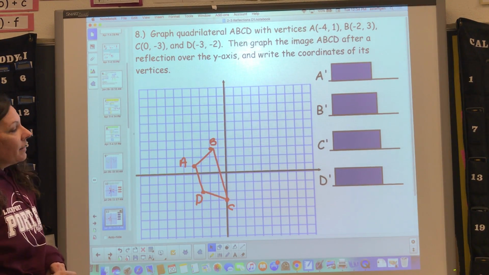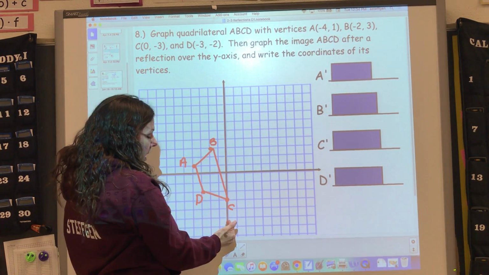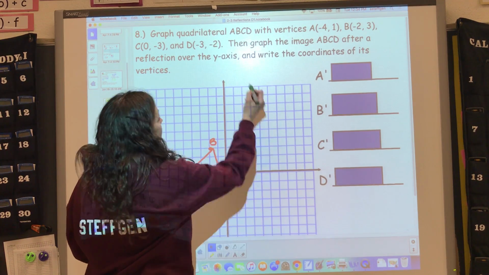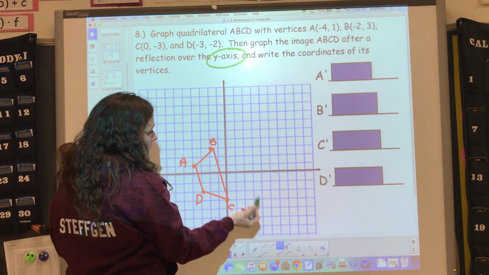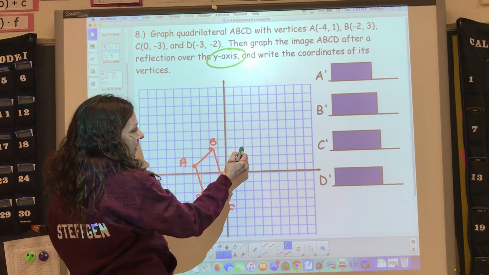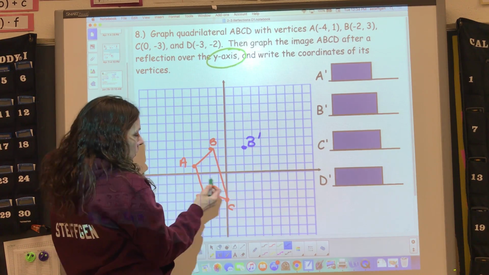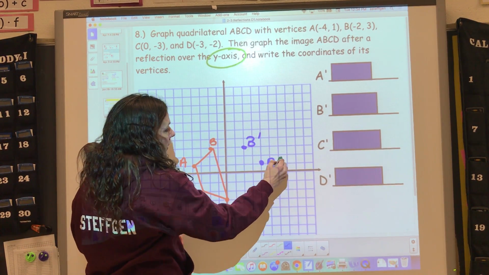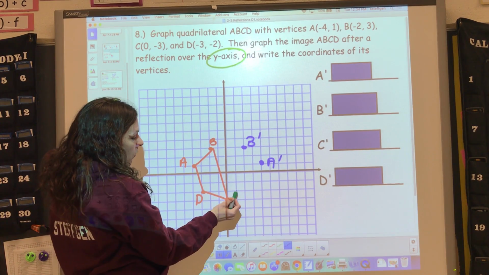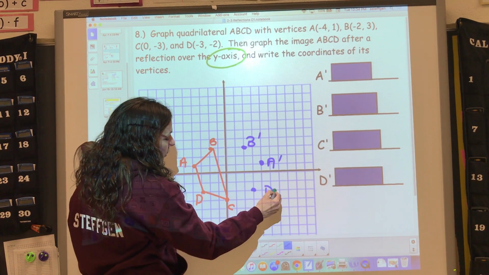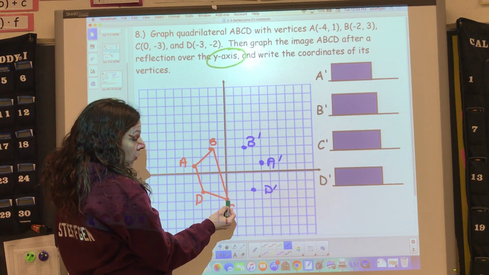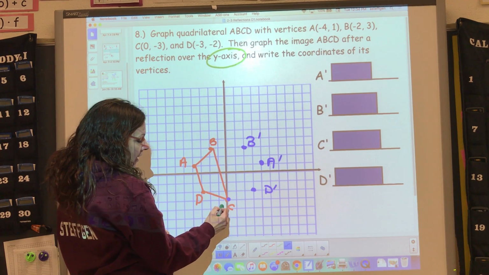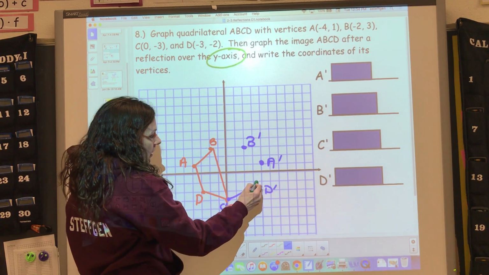So let's do number 8. We're going to graph it over the x-axis, or the y-axis this time. So B is 2 away, so B prime is going to be 2 away. A is 1, 2, 3, 4. D is 1, 2, 3. So this is D prime. And C is right here. We're not moving it anywhere, so it's just going to be on top of here, C prime.